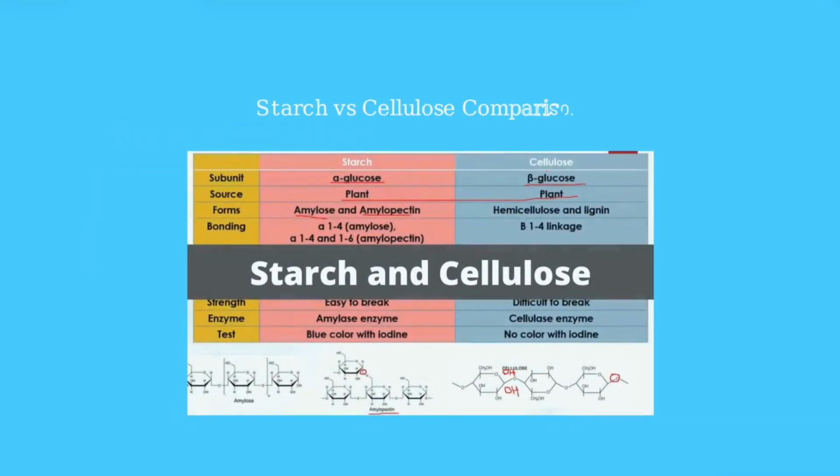Let's compare starch and cellulose side by side. Starch uses alpha-glucose with alpha linkages, making it easy to digest and great for energy. Cellulose uses beta-glucose with beta linkages, making it tough and structural.